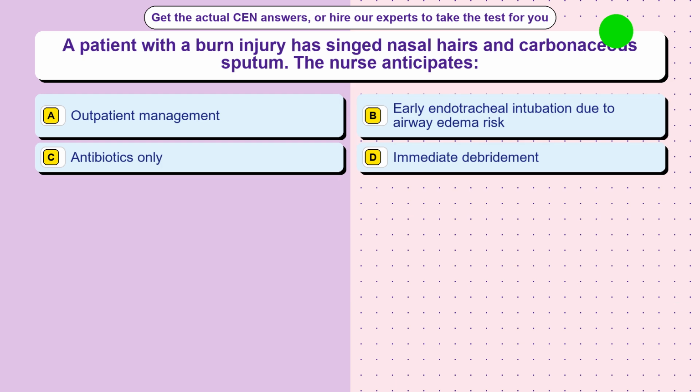Question 81. A patient with a burn injury has singed nasal hairs and carbonaceous sputum. The nurse anticipates Option A, outpatient management. Option B, early endotracheal intubation due to airway edema risk. Option C, antibiotics only. Option D, immediate debridement.